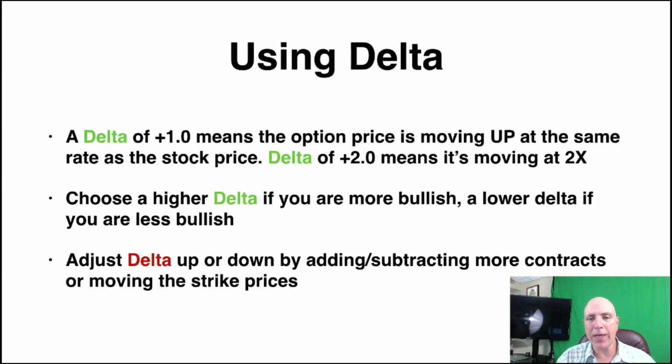Well, let's say you have 2 contracts. All the stuff that I'm talking about is sort of based on just 1 contract. So if you have 2 contracts, then you have a higher delta. So you have 2 contracts both at a +1 delta. Now, you choose a higher delta if you are more bullish and a lower delta if you are less bullish. So there are a number of ways that you can adjust delta up or down by adding or subtracting contracts. Now, there's another way that you can do it as well.